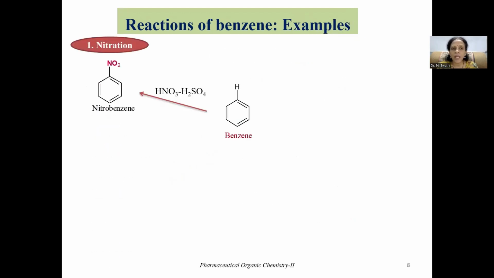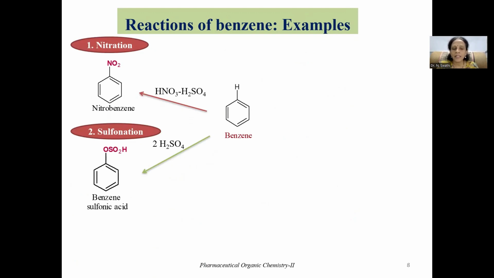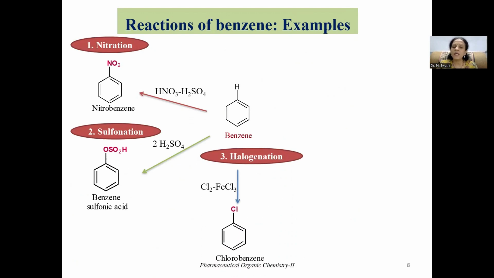So in addition to nitration of benzene, benzene undergoes various other electrophilic substitution reactions. A few are given here. So benzene undergoes sulfonation in the presence of concentrated sulfuric acid and it gives benzenesulfonic acid as the product. Upon halogenation, benzene gives halobenzene when it is treated with a combination of chlorine and ferric chloride.